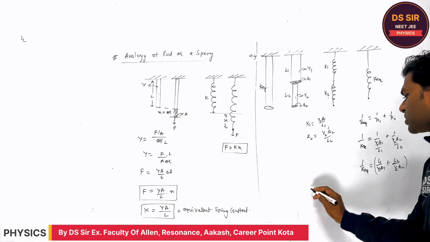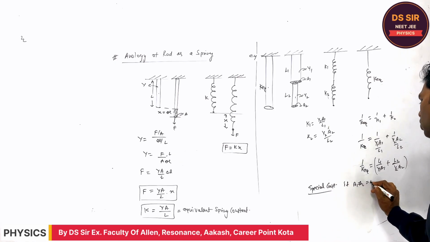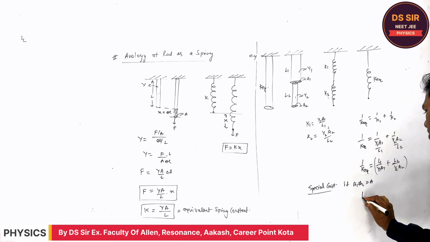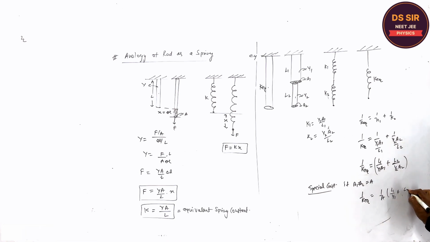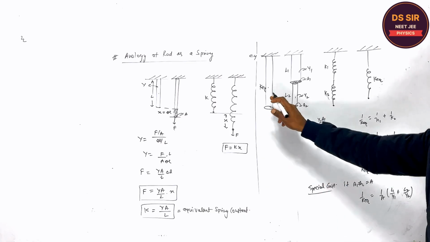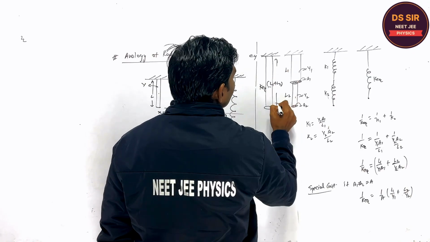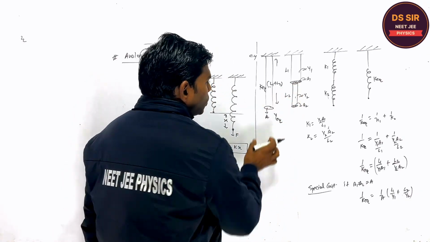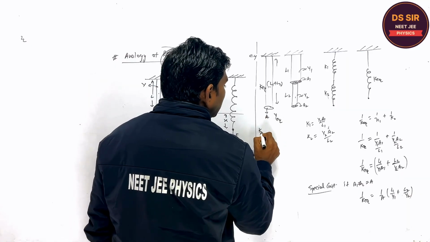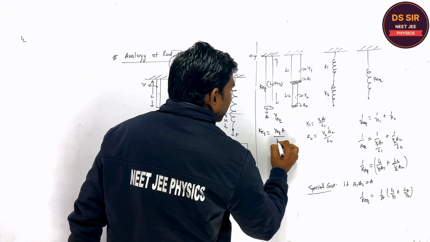Right, special case. What is the special case? If the areas A1 and A2 are equal, what will happen then? 1 upon K equivalent is equal to 1 upon A, times L1 upon Y1 plus L2 upon Y2. For this equivalent rod, the length becomes L1 plus L2, the area is A, and the Young's modulus is Y equivalent. So for this rod, K equivalent is Y equivalent into area divided by L1 plus L2.